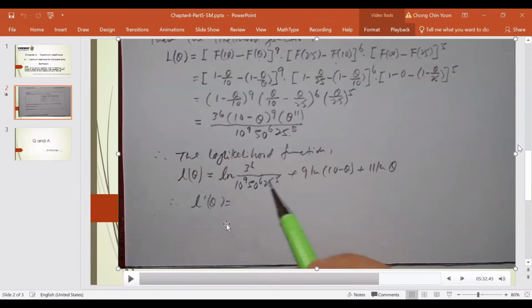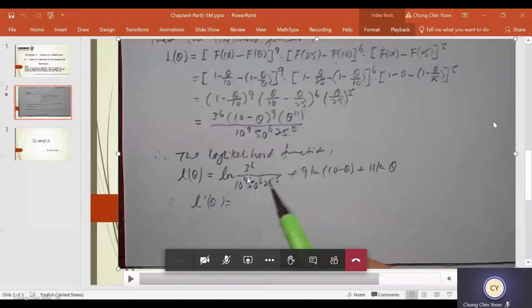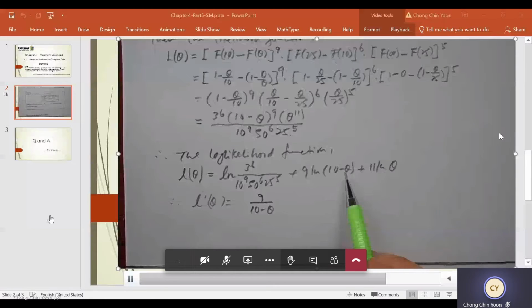Okay, class. When you take log, this is a constant. You don't need to use a calculator to simplify this, okay? The whole constant after you differentiate becomes 0. So that's why you need not simplify this, just leave it like that, because later on it becomes 0 after differentiating. Carry on. This will give 0, and next this will give me 9 divided by 10 minus θ, and multiply the coefficient of negative θ, so we have negative, and plus 11 over θ.